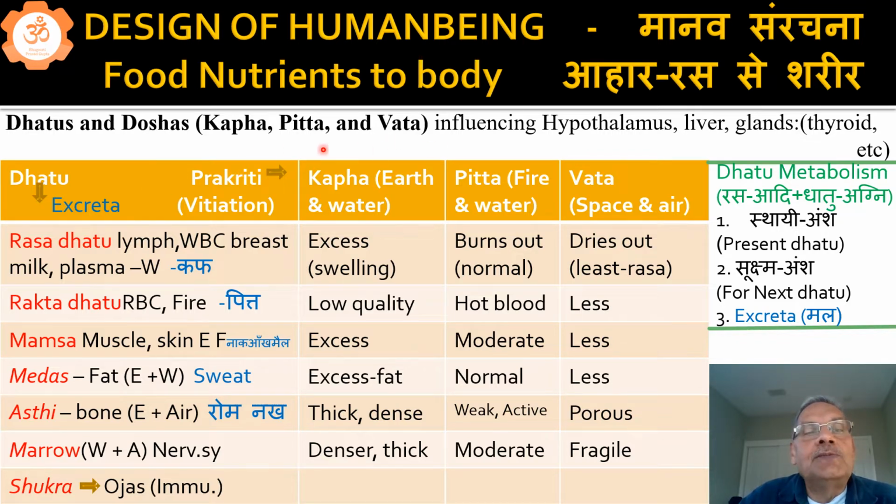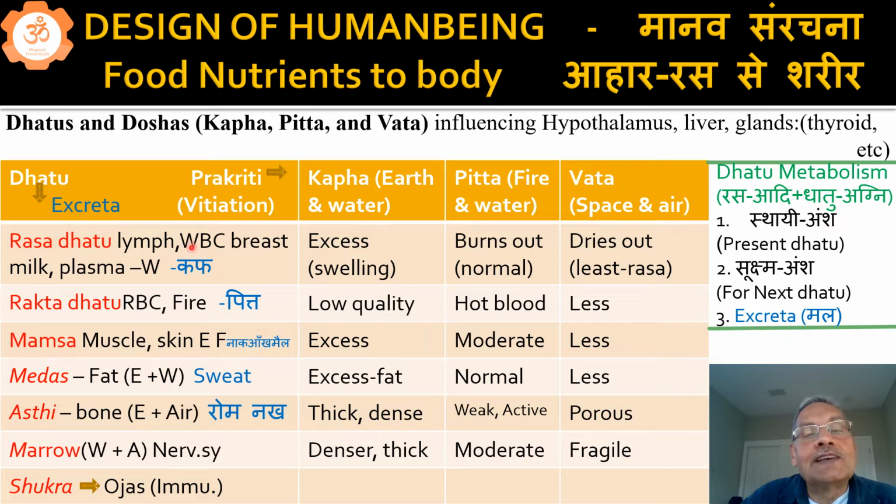The quality of ahar ras is further influenced in processing by the tridosha. How is it being influenced? Through the hypothalamus, liver, and hormone glands, that is thyroid, etc. What is rasa dhatu? With the help of rasagni, ahar ras is converted to rasa dhatu.